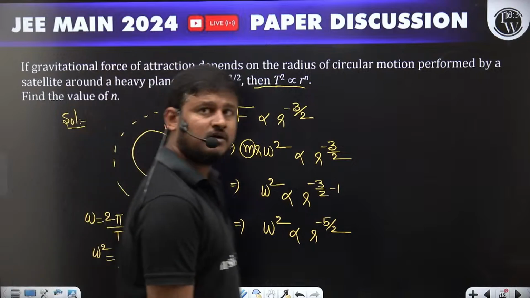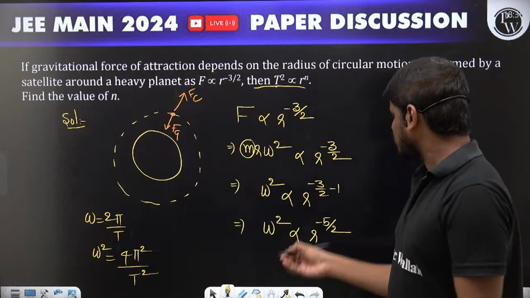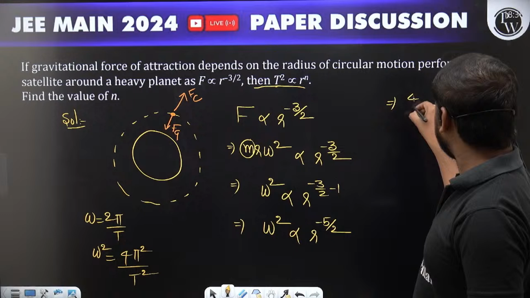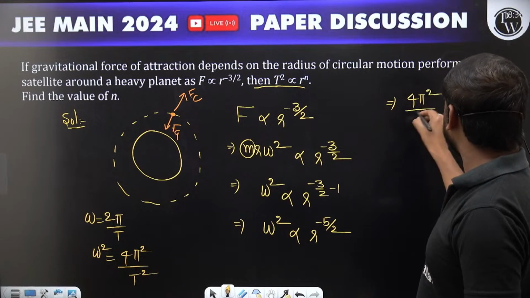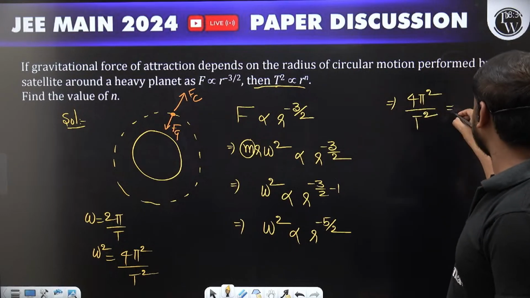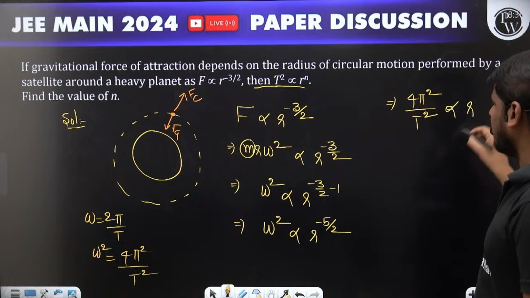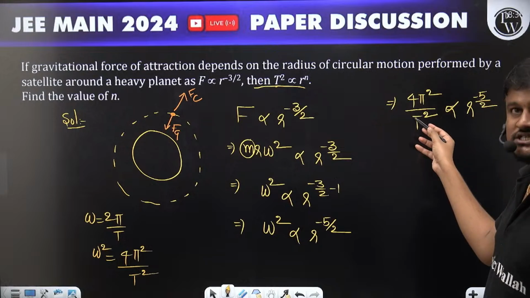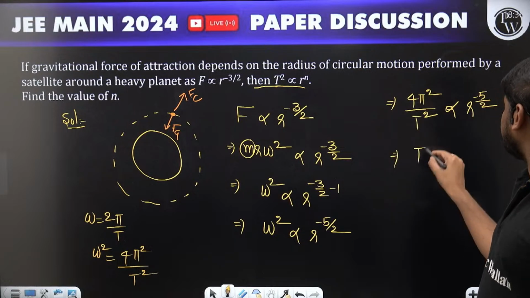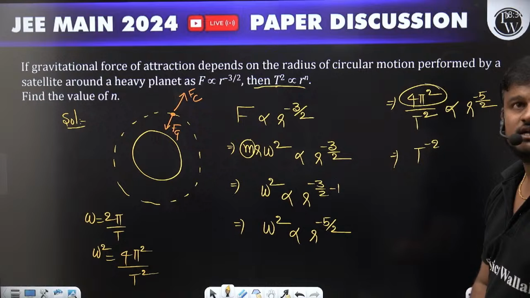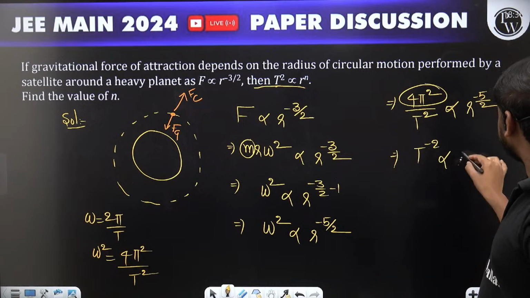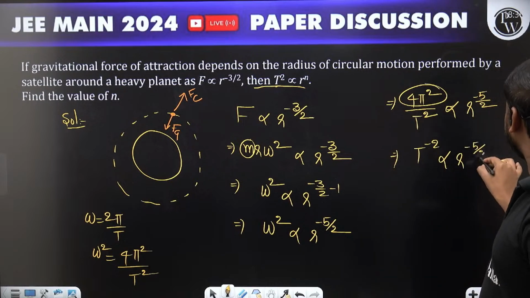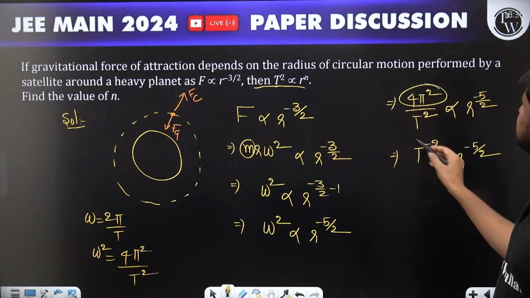Omega square will become 4 pi square by T square. So in place of omega square, I'll write 4 pi square by T square, which is directly proportional to r to the power minus 5 by 2. However, 4 pi square is constant, so then I can write T to the power minus 2 is directly proportional to r to the power minus 5 by 2. So here we got T square.